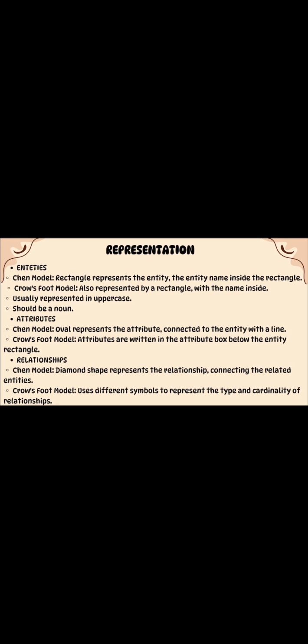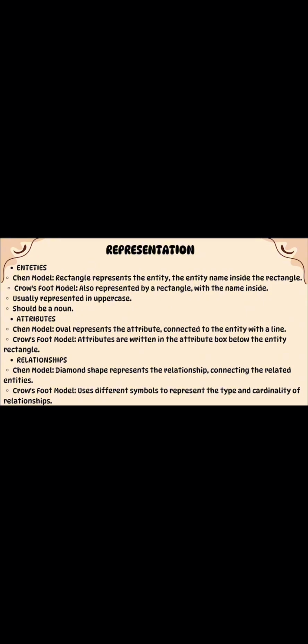Representation of entities, attributes, and relationships. In the Chen model, a rectangle represents the entity, with the name inside the rectangle. The Crow's Foot model also represents an entity by a rectangle with the name inside. It is usually represented in uppercase and should be a noun.